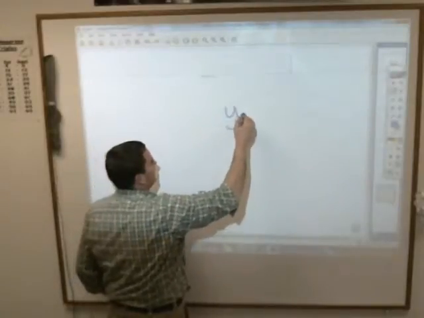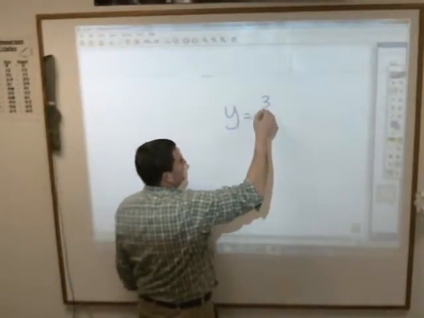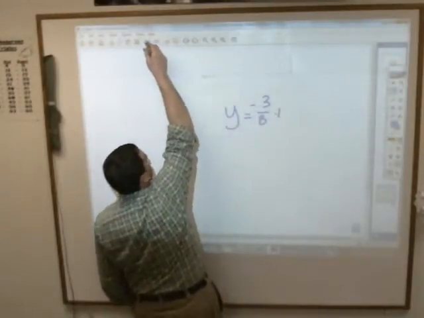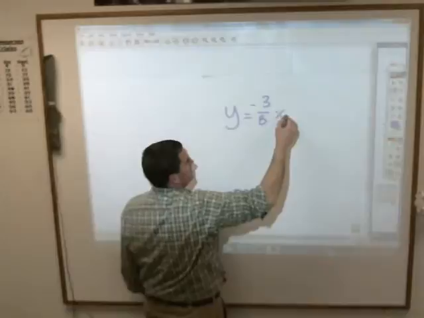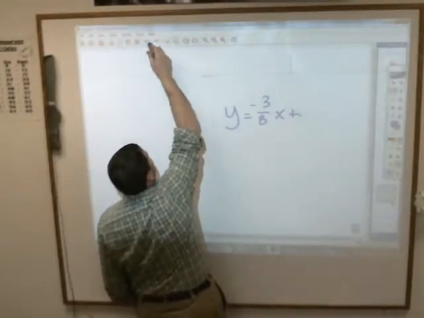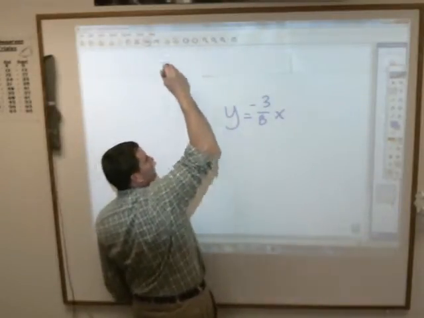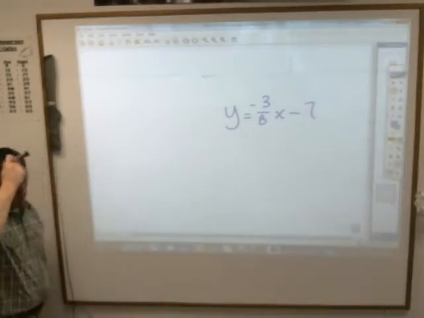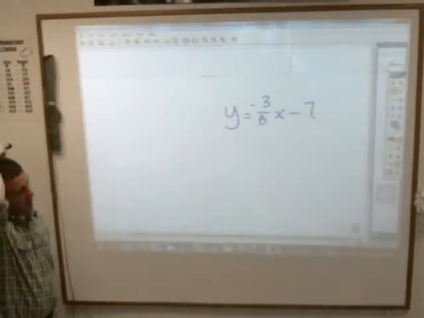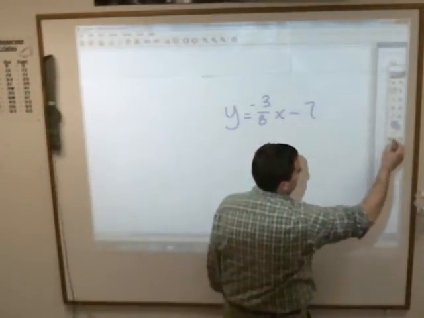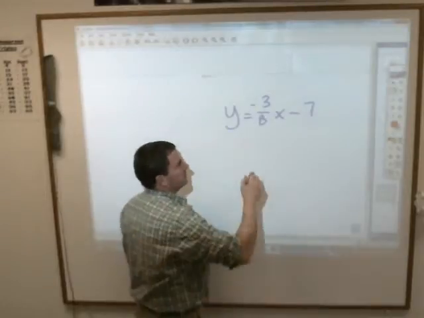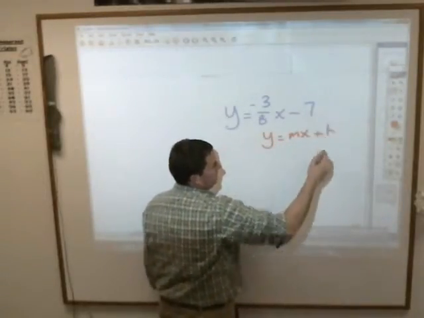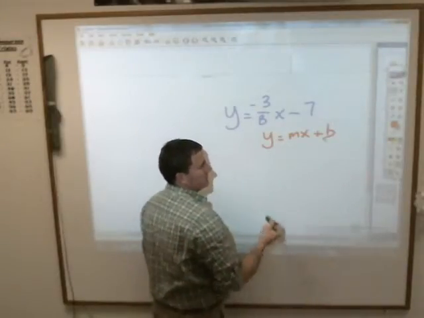Let's say I have y equals, well, let's go 3/8 x minus 7. When you're asked to graph this, the first thing I would do is write down my slope-intercept formula, my generic thing. The second thing is I would write down what those things are.